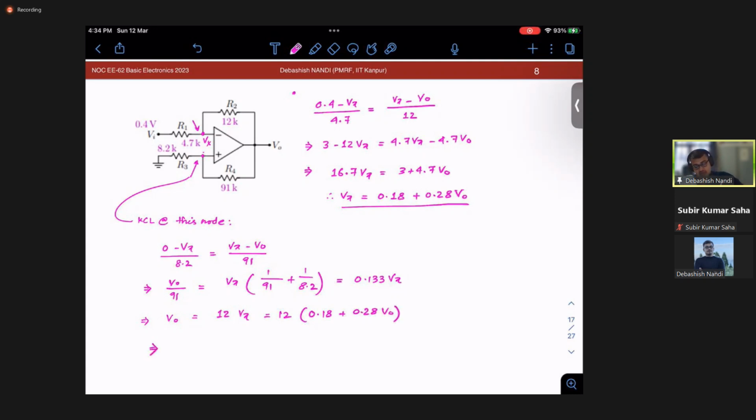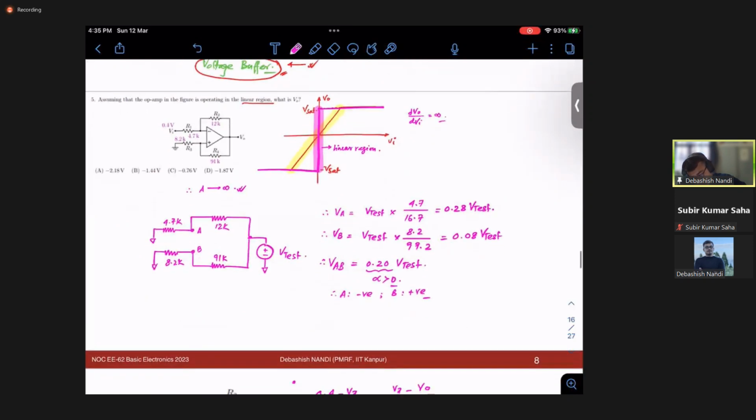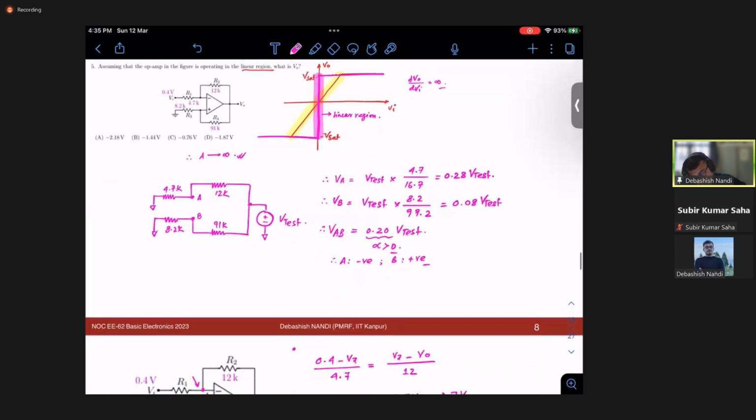So I have this: 12 into 0.28 minus 1, 2.36 V naught is equal to 12 into 0.18, 2.16. So your V naught would be 2.16 over 2.36, around minus 0.91 volt. Okay, did we have any option? Did I make some calculation mistake?